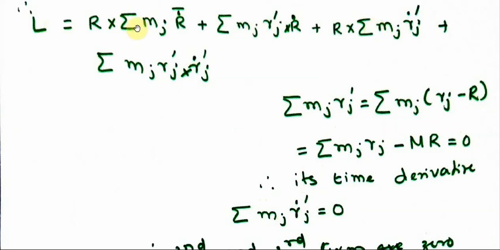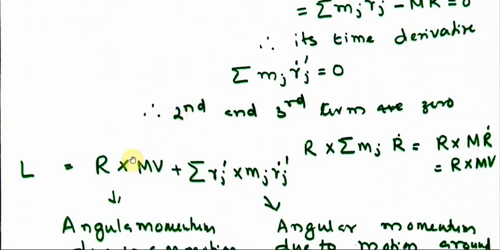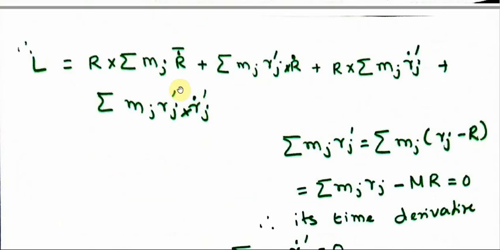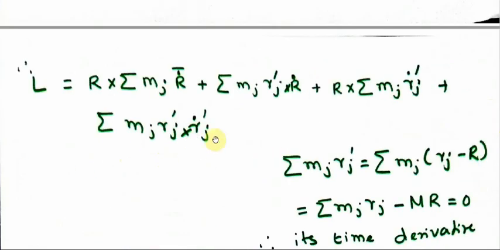The remaining will be only this term and this term. Let us write it down. So L is equal to r cross the sum over mj r dot. Sum over mj is the total mass m, so this is r cross m r dot. R dot is velocity v, so this is r cross mv. So this first term I can write as r cross mv. Then the last term is this one.